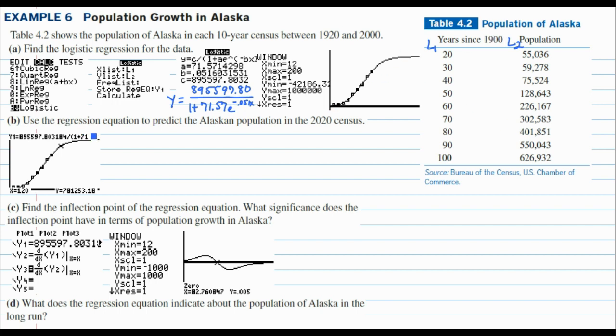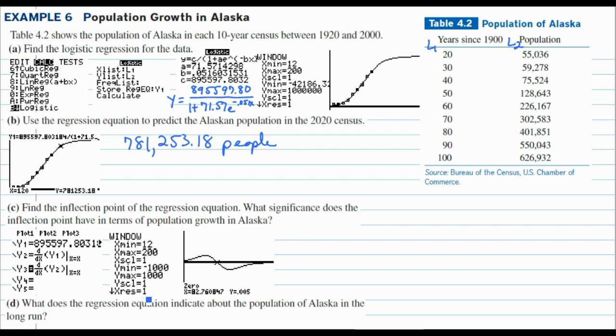Part B: use the regression equation to predict the Alaskan population in the 2020 census. So 2020 would be 120 years after the year 1900, so it's definitely going to be above 626,932. I'm guessing somewhere in the sevens, maybe mid sevens. So I plugged 120 into the logistic regression that I have here, and I got 781,253.18 people, which is a little bit higher than mid 700,000s. Again, that was just a prediction, so there you go.